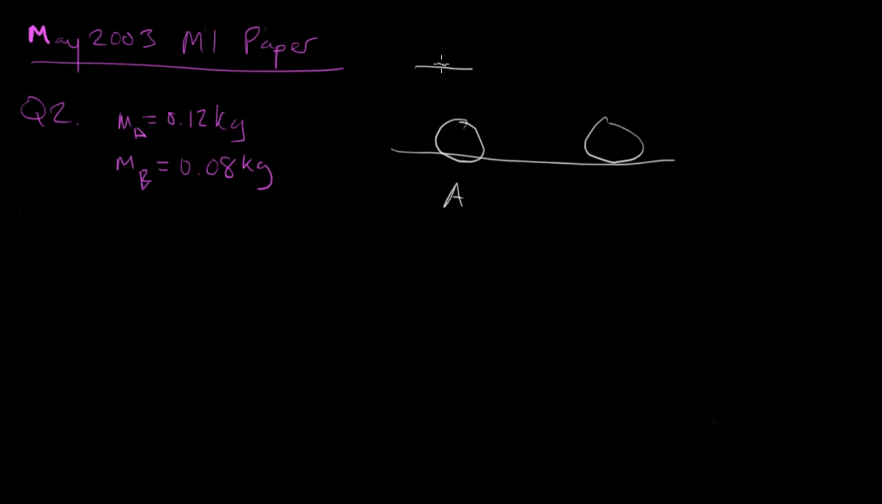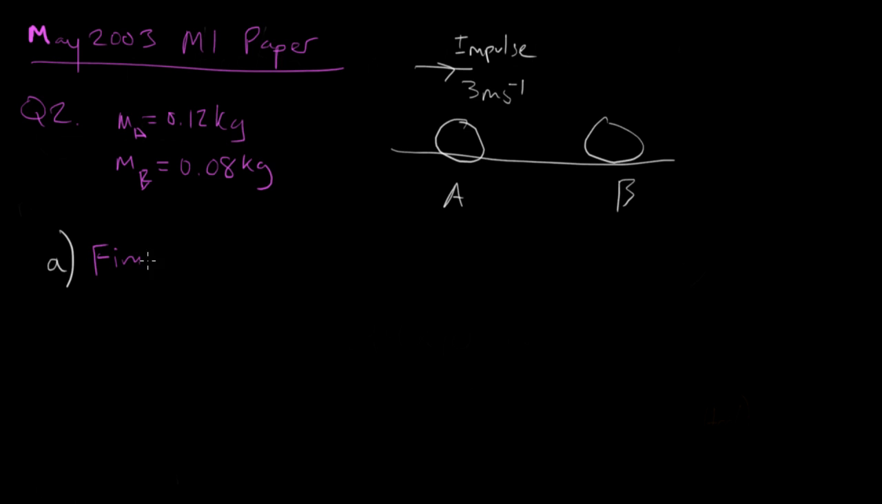So in that direction, an impulse. This is B, and it moves with speed 3 meters per second directly towards B. And the question says, part A. Find the magnitude of this impulse.